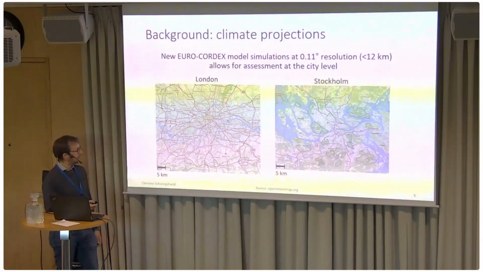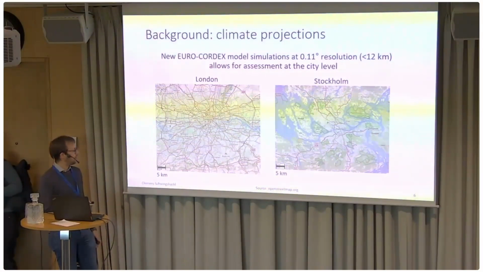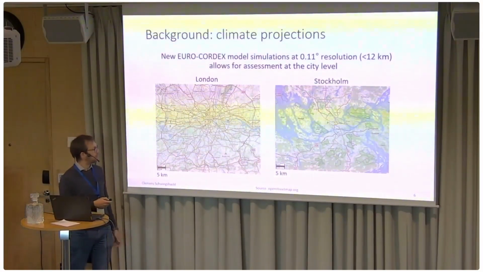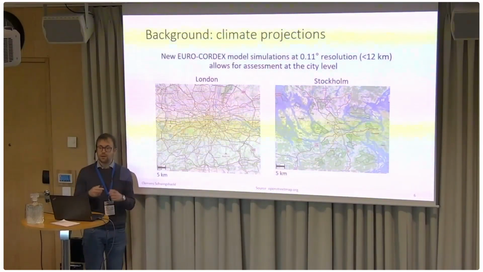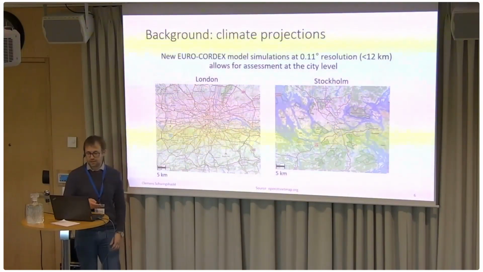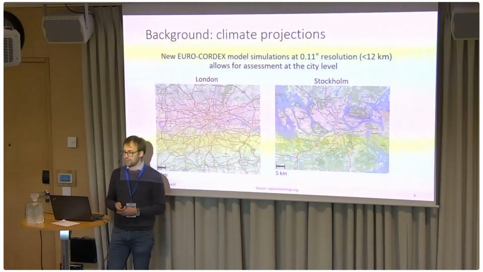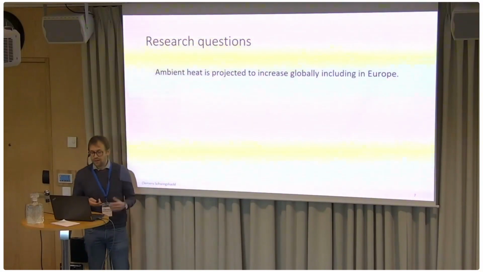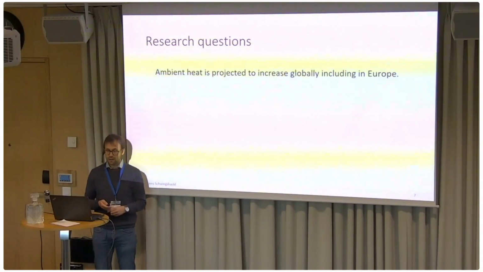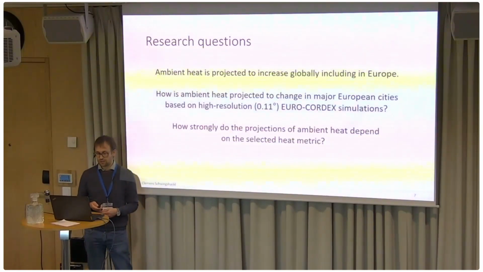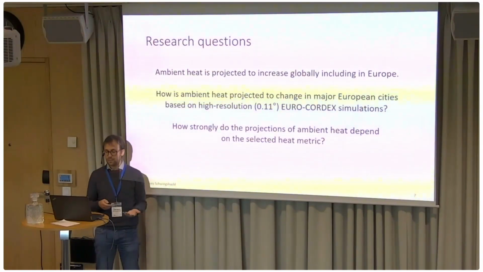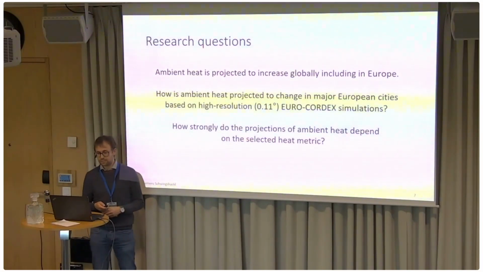I'll just bring you 2 examples here. On the left, you see London, and you see very clearly that London is much bigger than this 11 by 11, 12 by 12 kilometers. But even for cities like Stockholm, you would on average have at least 1 grid box that falls within the city limits of Stockholm. So this brings me to the research question. We know already that ambient heat is projected to increase globally, including in Europe. But the question here is, how is ambient heat projected to change in major European cities based on these high-resolution EURO-CORDEX simulations? And how strongly do these projections depend on the selected heat metrics?